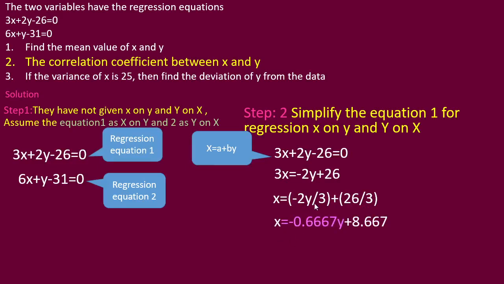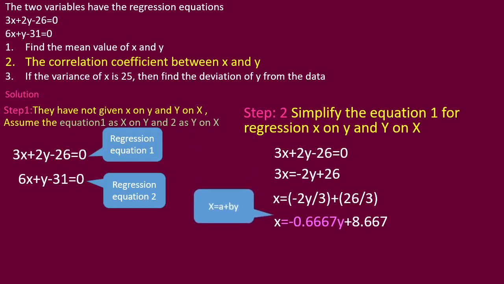x equals minus 2 by 3 is minus 0.6667 y plus 26 divided by 3 is 8.667. So now you can compare. It's in the format of x equals a plus by. So here a is the constant, that is 8.667, and b represents the regression coefficient x on y. So here the b value is minus 0.6667. So now we got the first regression coefficient bxy.